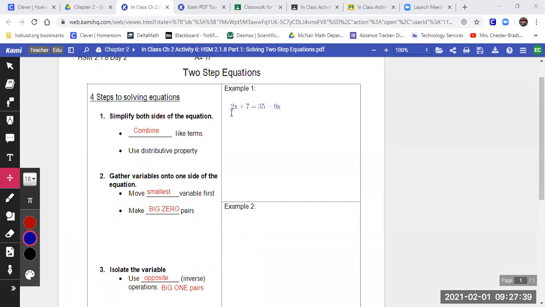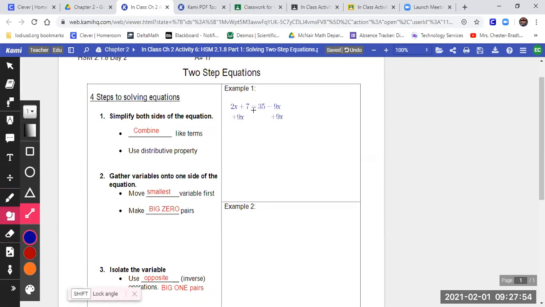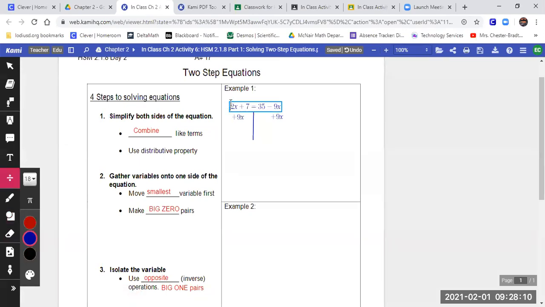Okay. So I'm going to add 9x to both sides. We get our line down the middle to remind us we have to keep our balance beam going. Whatever we do on the left, we have to do on the right. I'm going to move this so it lines up a little better. I want the 2x to line up with the 9x, because that's what it's being added to, and the plus 9x to line up with the negative 9x.